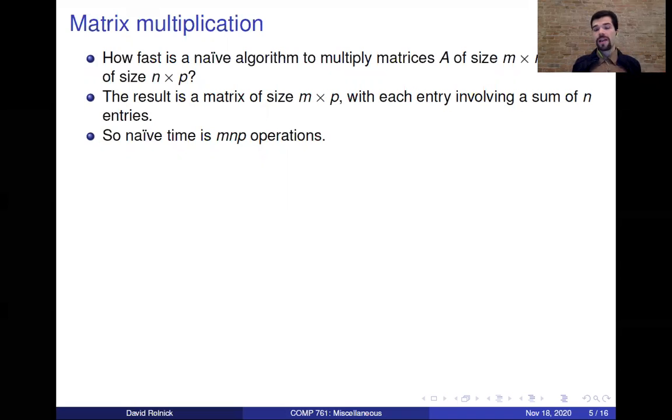In the particular case that all the matrices are square, of size n by n, then you get time n cubed. Now, there are ways to speed that up for square matrices. But the naive algorithm, certainly for general matrices, we have m times n times p. Questions?